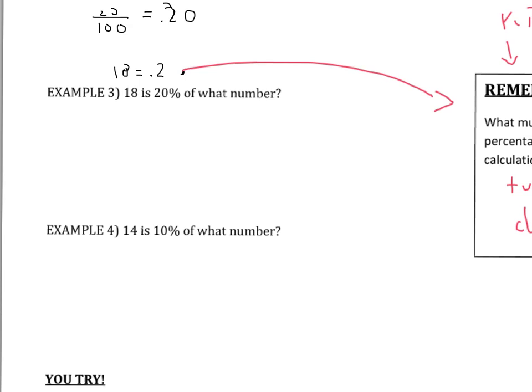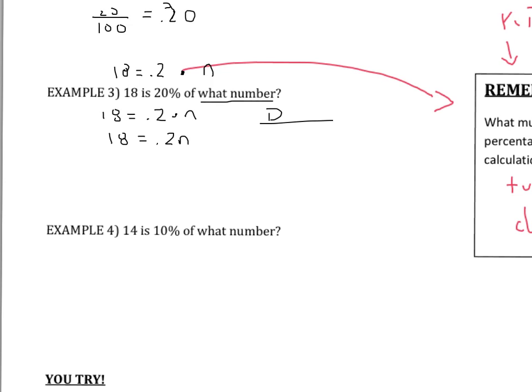Of means times. So I'm going to put a multiplication sign. What number, that means I'm going to use a variable. I'm going to put the variable n. So our equation would be 18 equals 0.2 times n. Now again, I'm going to rewrite this so that it has the variable in, make sure that the coefficient's in front. In this case it is. We have 0.2 times n, and I'm going to rewrite it so that we don't have the times, we just have 0.2n. Now I need to solve for n.